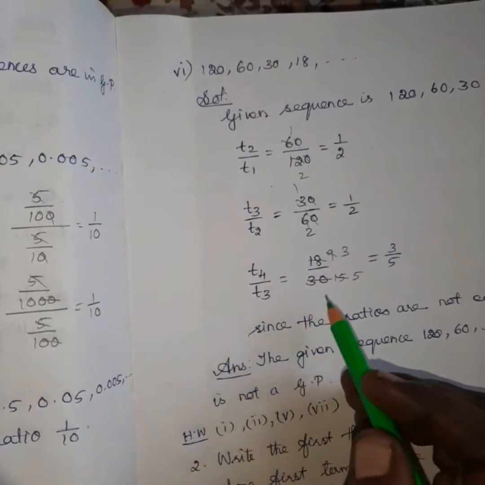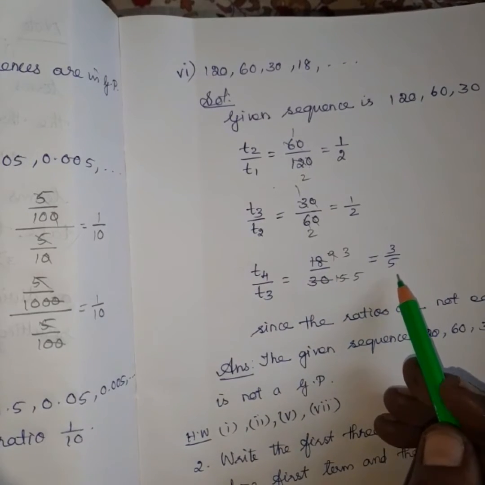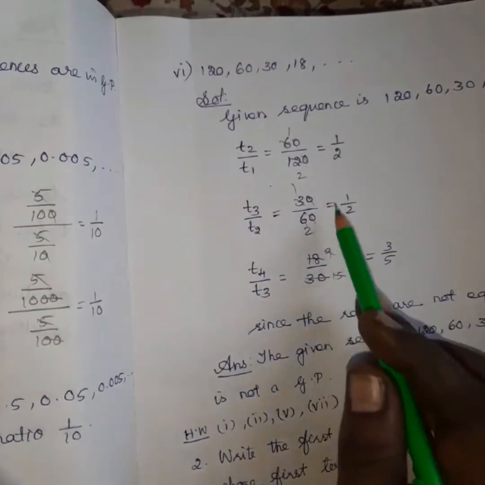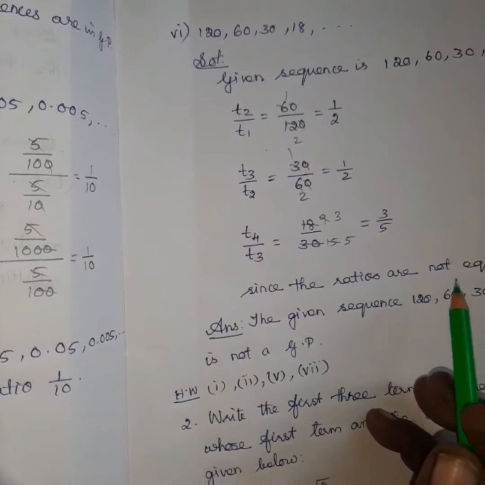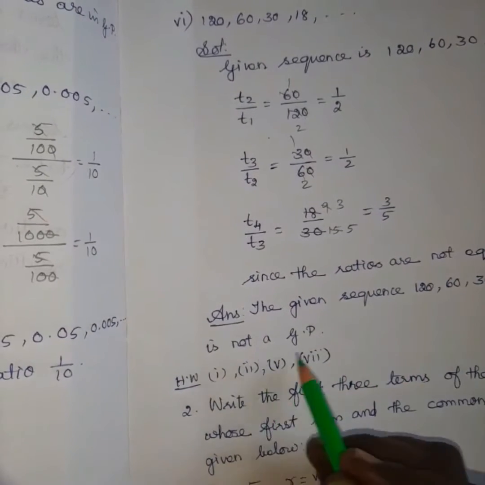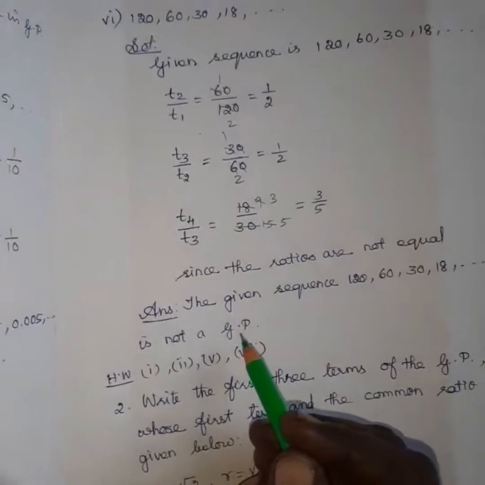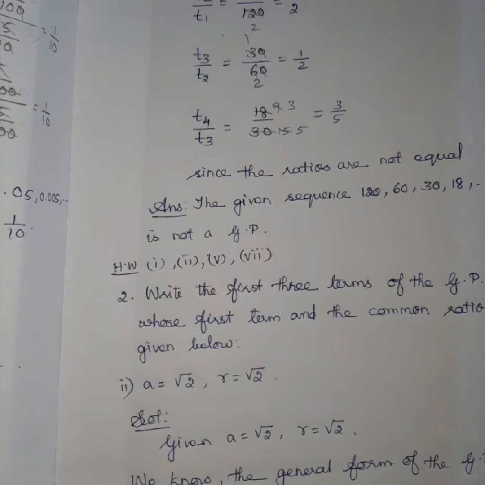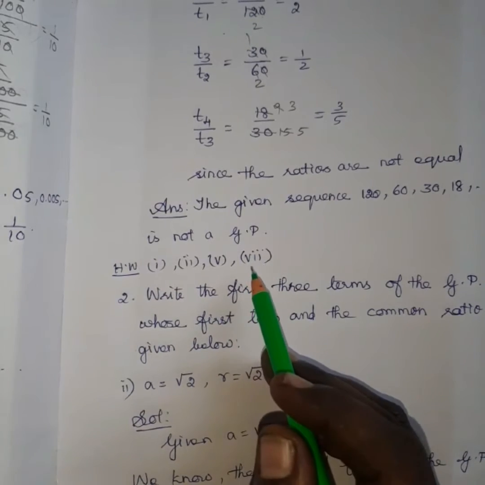T4 divided by T3 is 18 by 30. When we simplify, we get 3/5. That value is not equal to 1/2, so the ratios are not equal. So we can write: since the ratios are not equal, the given sequence is not a GP. It is not a geometric progression. Understood? Like the same, the first question, second, fifth and seventh you have to do as homework.